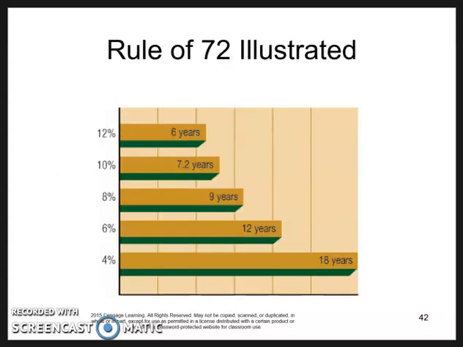Next is an illustration of the rule of 72. 12% is 6 years, so 72 divided by 12, 6 years. 8%, so 72 divided by 8, 9 years. 4% would take 18 years. So the rate of return is very, very important with regard to how quickly your money will grow.